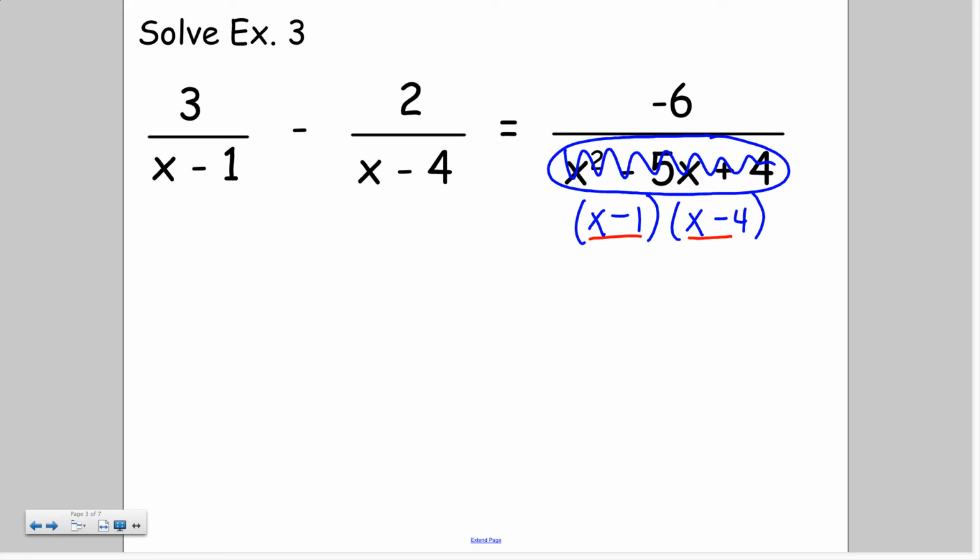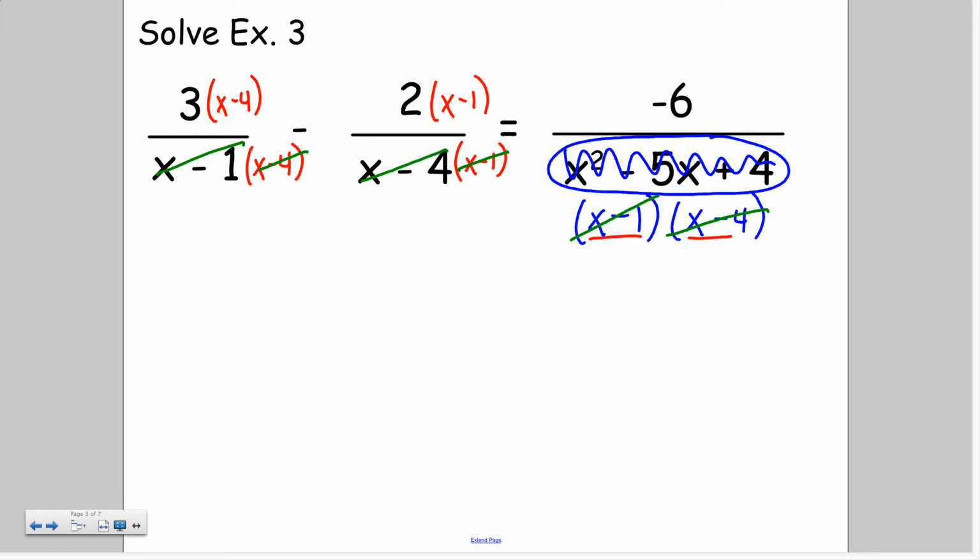In my first denominator, I have the x minus 1. I need the x minus 4. My second denominator has the x minus 4. It needs the x minus 1. Every denominator at this point should have x minus 1 and x minus 4. You always want to double check to make sure that your denominators have everything they need before you move on.